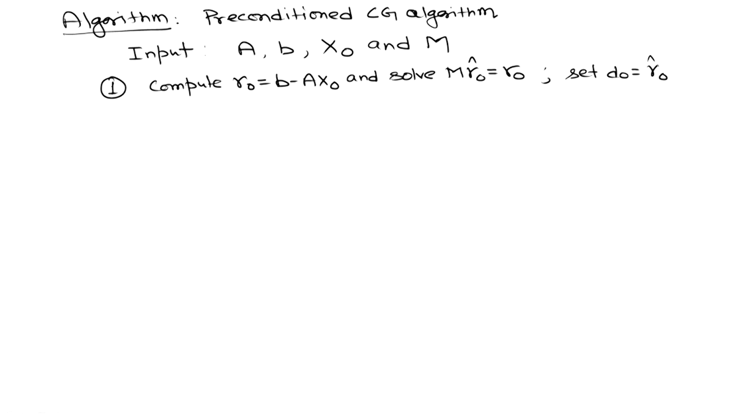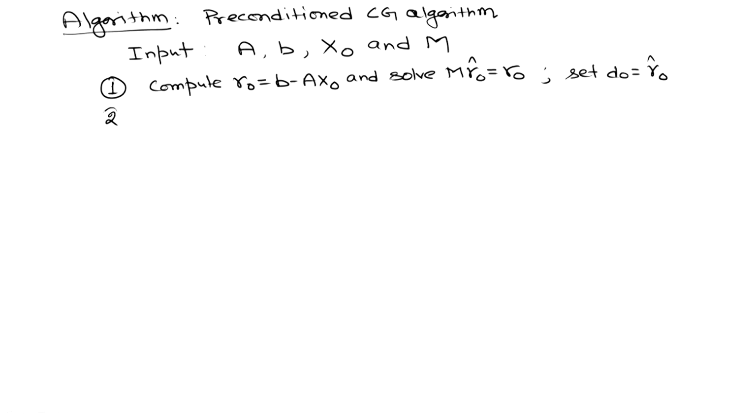If you recall the original algorithm, there we do not have this step. What we are doing there is setting d0 as my r0. But here, I am calculating a new r0 cap, which is nothing but M inverse r0, due to preconditioning.